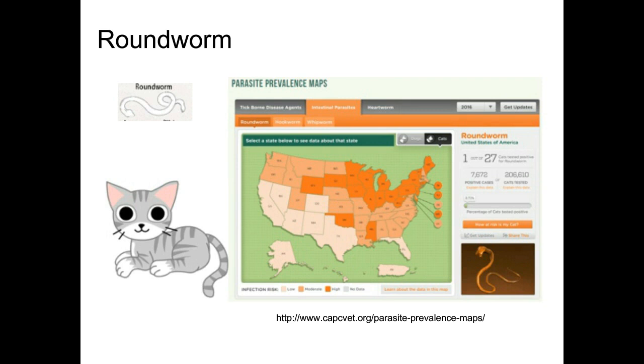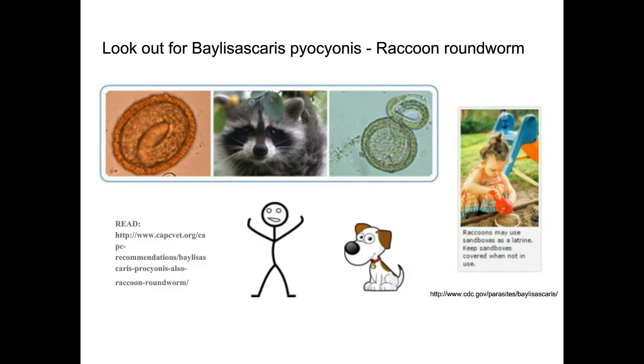I need to mention Baylisascaris procyonis, which is a raccoon roundworm. It is found in North America and Europe. The eggs can be ingested from raccoon or dog feces or from within rodents and rabbits and birds. So the parasite can cause the visceral and larval migrans in people. So we have to worry about that because it can go through the dog and be infected, be zoonotic to people.